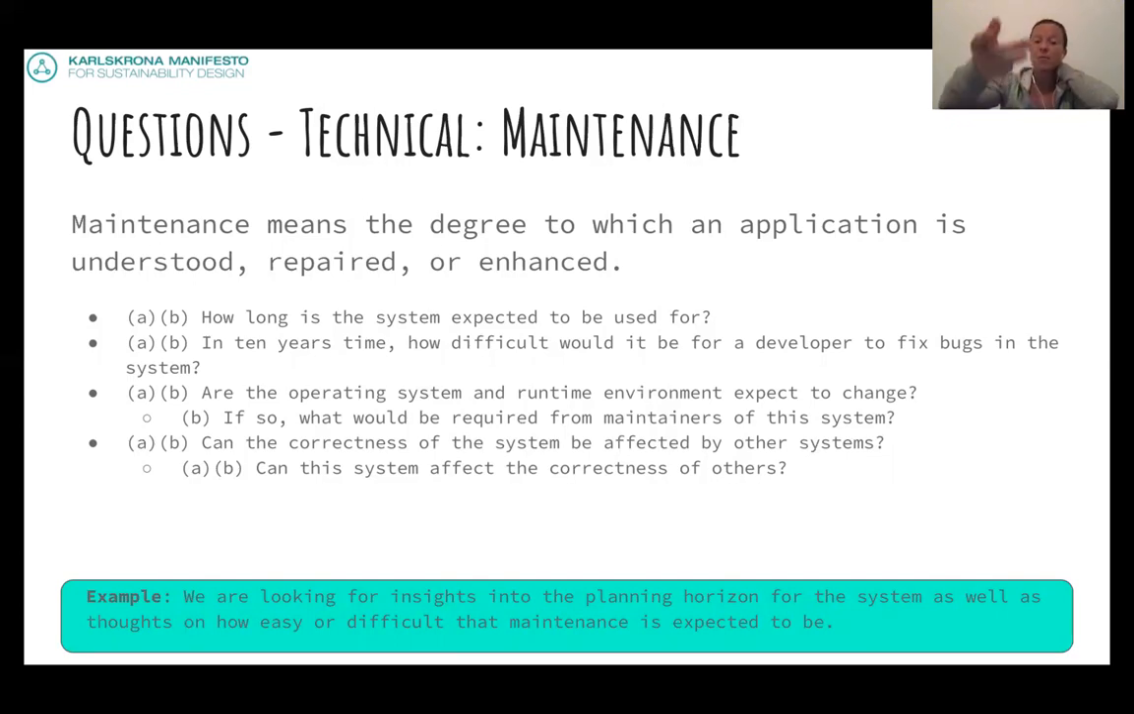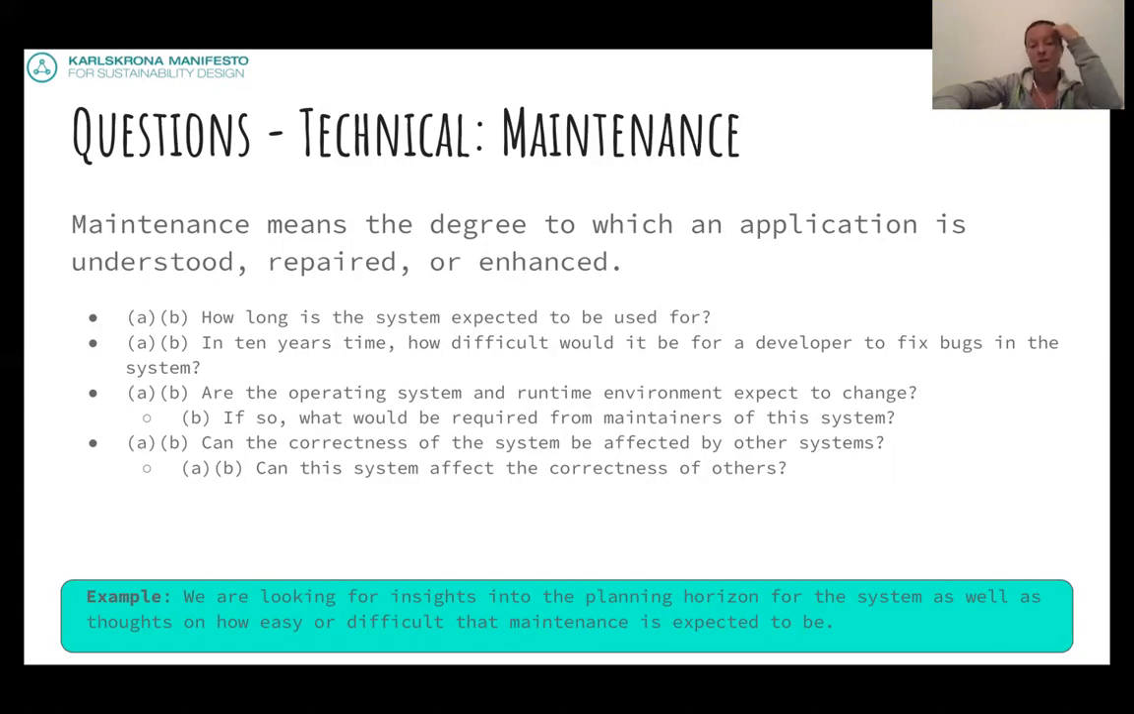And most of the questions apply for both types of systems, conceptual stage or evolution. Check how long the system is expected to be used for. And then in 10 years of time, how difficult would it be for a developer to fix bugs in the system? Are the operating system and runtime environment expected to change? If yes, to which degree? And what will be required of the maintainers?